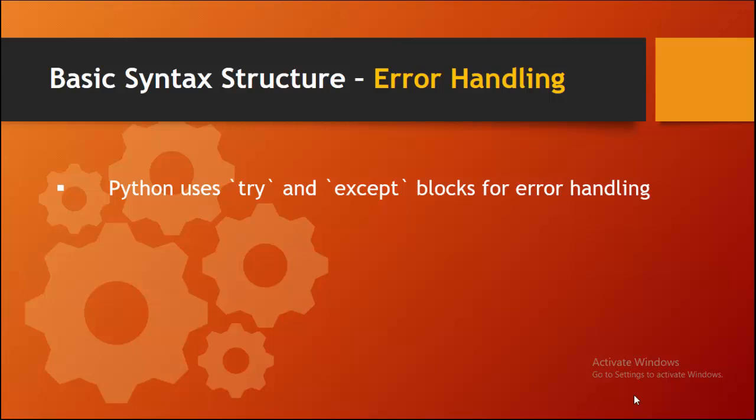Lastly, let's touch on error handling. It's important to anticipate and handle errors gracefully. Python uses try and except blocks for error handling. For example, try: result equals 10 divided by 0, except ZeroDivisionError: print, you can't divide by 0. This way your program won't crash if it encounters an error.